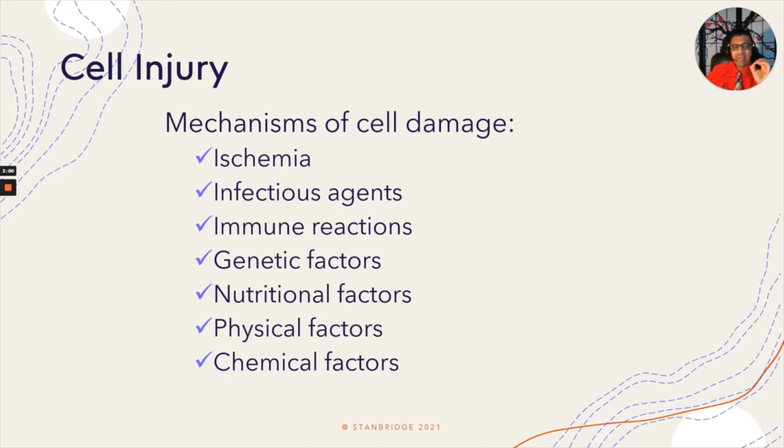So these are the 7 mechanisms of cell damage, and we'll go through each one individually. You have ischemia, infectious agents like bacteria and viruses, immune reactions, genetic factors, nutritional factors, so nutrition plays a huge role, physical factors, and of course chemical factors. I'll go over each and every single one, but pay attention to the broad category first.